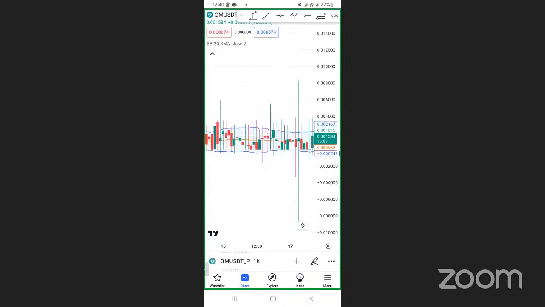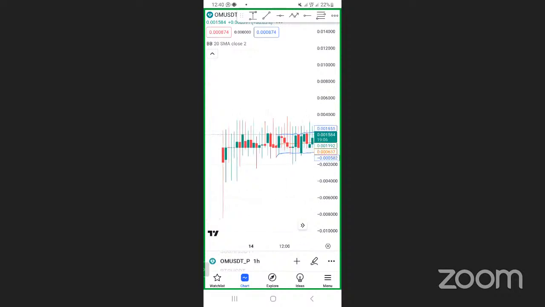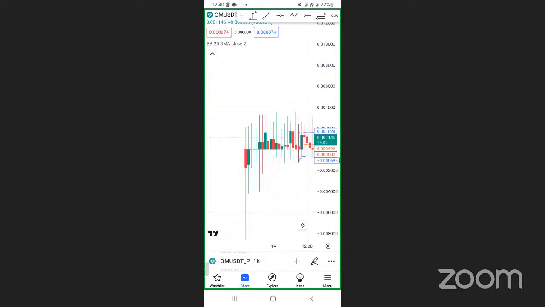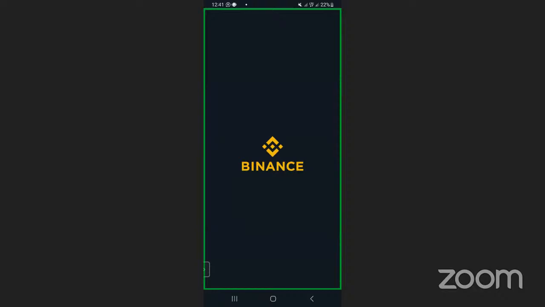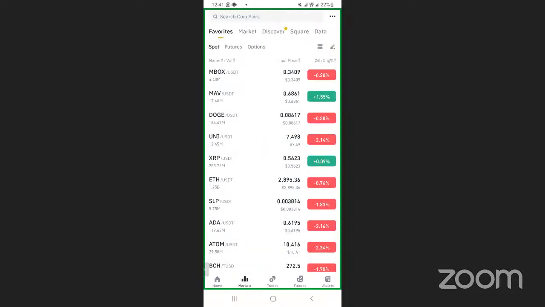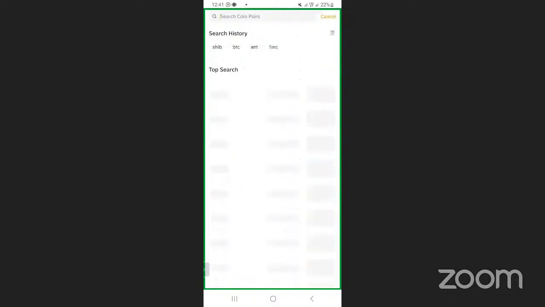It means that the liquidity is small. You get it? There is just little money in OM. Let me go on Binance and I show you. When you see candles like that, it means there is very little money in that coin. You should trade a coin which has a big liquidity. Let me show you OM.